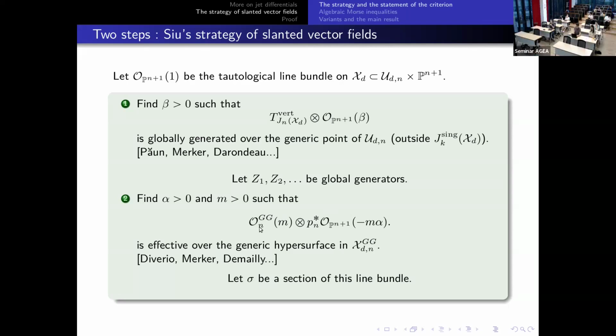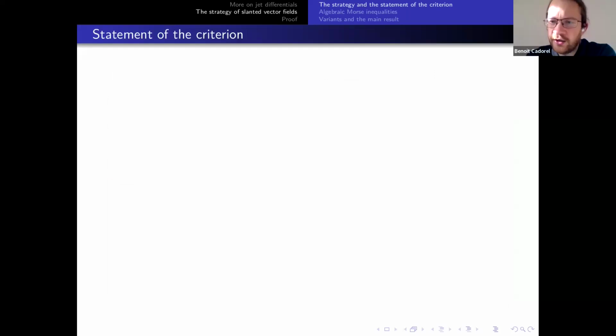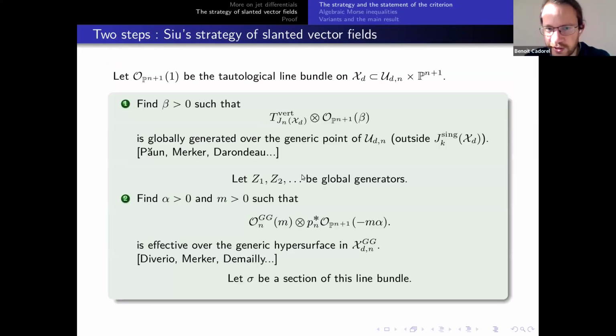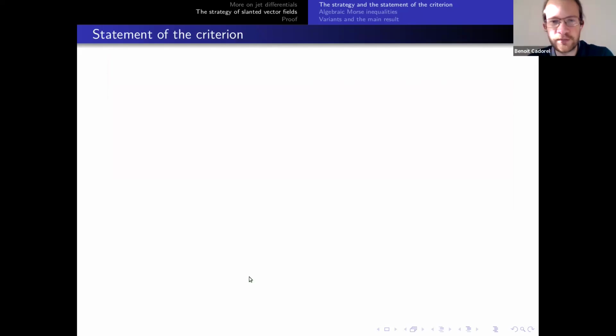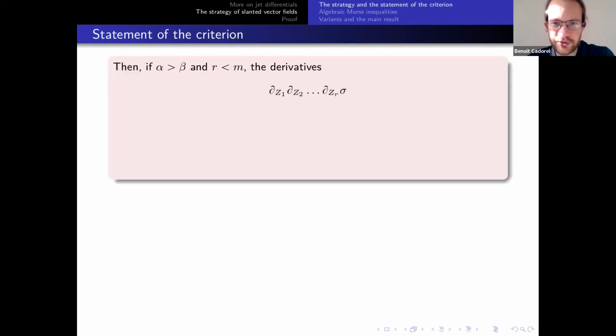Okay, so now the second step of the strategy is to use these vector fields here to differentiate your section sigma and to get other jet differentials. So this was the idea of Siu and Rousseau. You differentiate the section sigma, you pick a number R of these vector fields, as many as you want a priori, and you differentiate your section sigma.